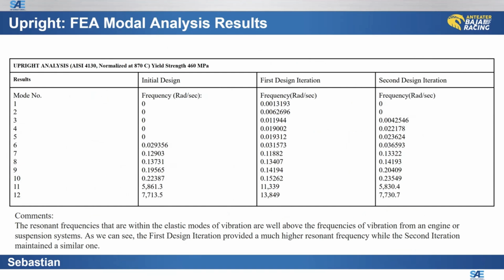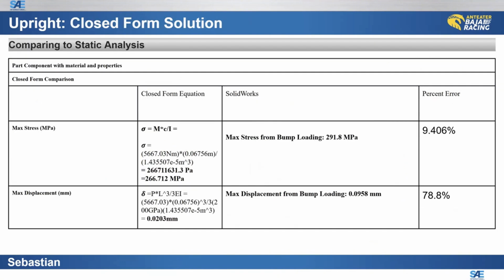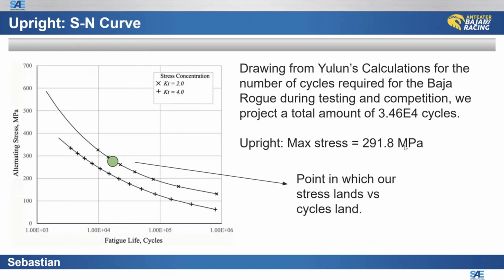The first iteration had the highest resonant frequencies, followed by the second iteration, and finally the base. Calculating the closed form solution showed that our calculations were on average less than the stress and displacement values we produced through SolidWorks. Finally, you can see our max stress plotted on the S-N curve for 4130 steel. I believe the area most prone to failure is the control arm mounting tab joint due to fatigue over time.